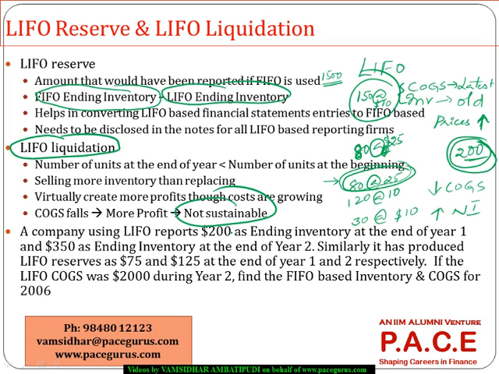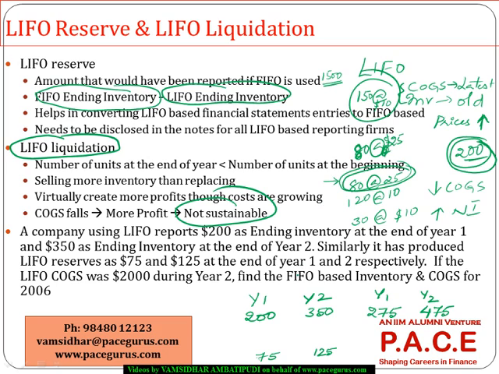A company used LIFO, so 200 as the ending inventory of year 1. So let me take year 1 and year 2. So 200 is taken as an ending inventory here, 350 is taken as ending inventory here, and it has also shown LIFO reserves of 75 and 125. So which means if it had generated the financial statements using FIFO, this inventory should have been 275 and this inventory should have been 475. That's one thing we have to be looking at.